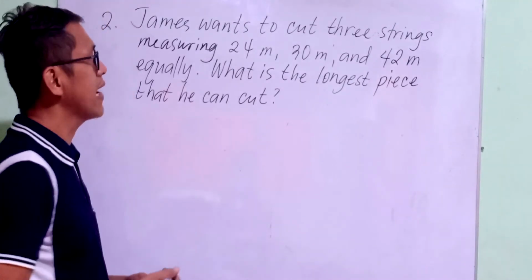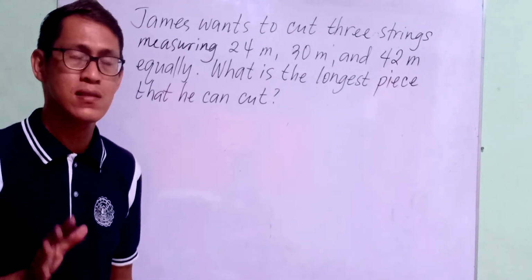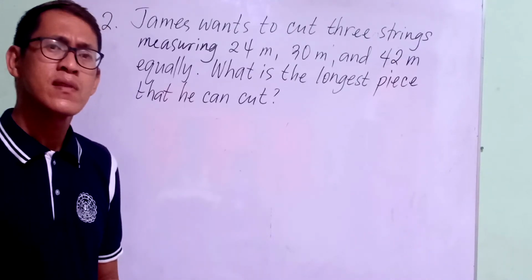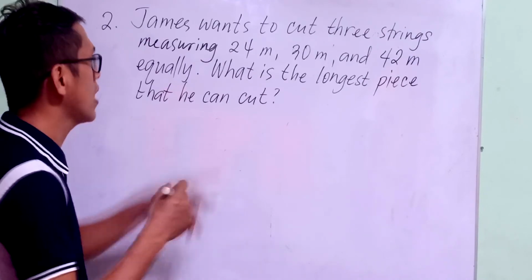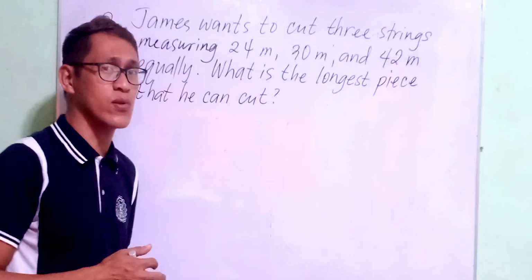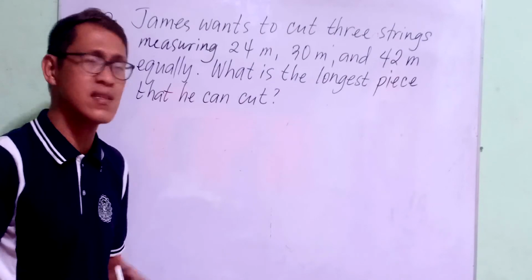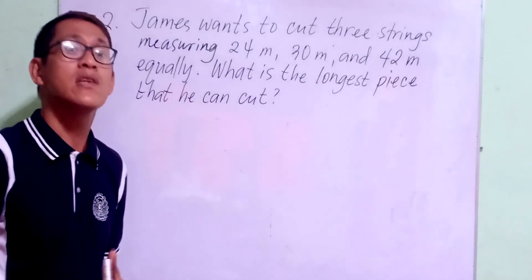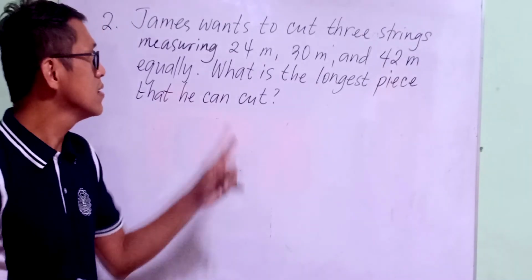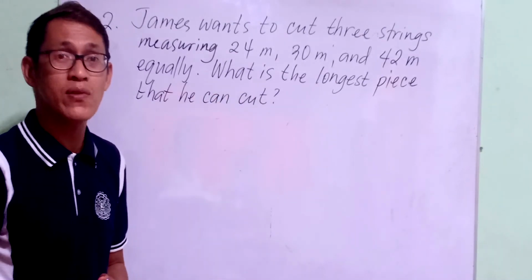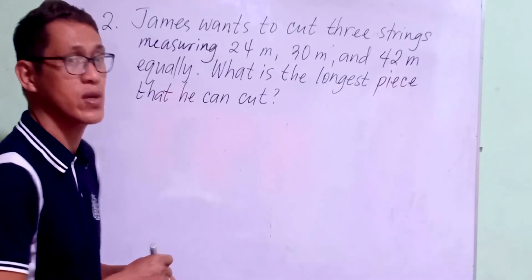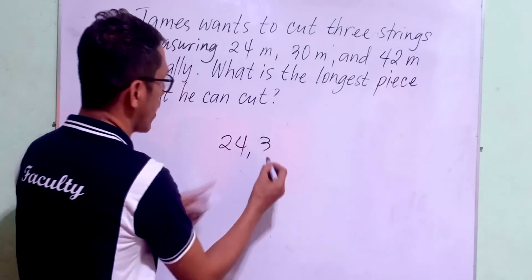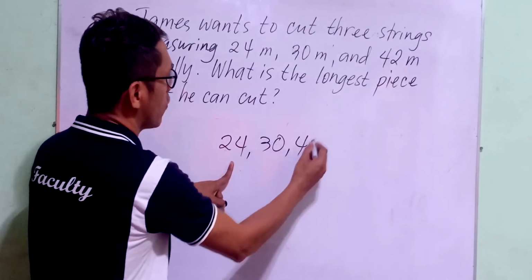Since we don't need the common factors of the numbers, let's use the continuous division process. But I'm not saying you cannot use the listing method. You can still use it. You can use either of the two, and you will arrive at the same answer. But here, since I don't need the common factors, let me use the continuous division process. So let's get the greatest common factor of 24, 30, and 42.